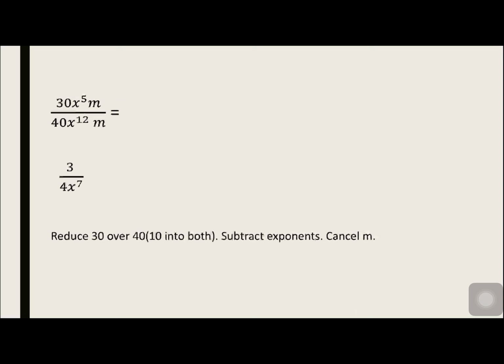30x to the 5th m divided by 40x to the 12m. Reduce 30 over 40. 10 goes into 30 3 times. 10 goes into 40 4 times. Subtract the exponents. For the x, 12 minus 5 will be x to the 7 on bottom. The m's divide out. So 3 divided by 4x to the 7.